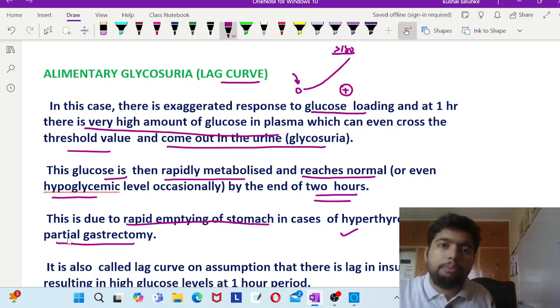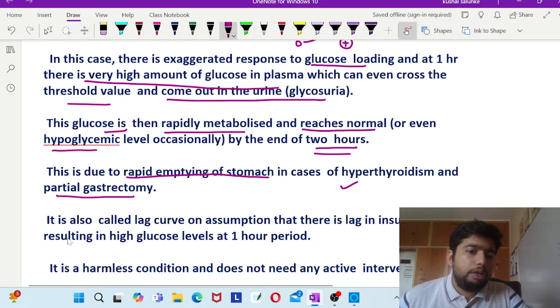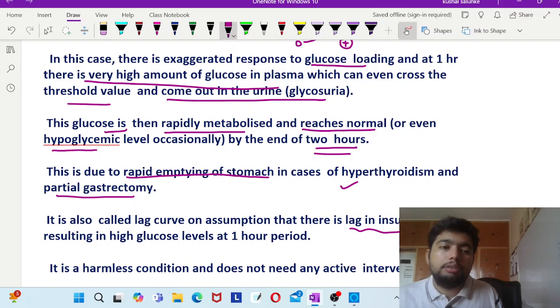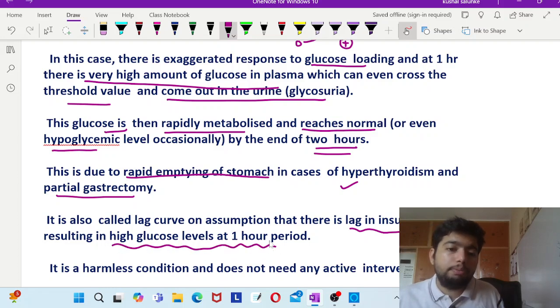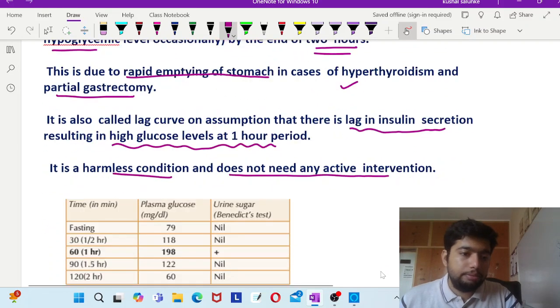Why partial gastrectomy? Because in partial gastrectomy, in case of ulcers and malignancy, we remove half or some portion of the stomach, obviously. That's why there is rapid emptying of the stomach. Okay, it is also called the lag curve on the assumption that there is a lag in insulin secretion, resulting in high blood glucose at the 1 hour period. It is an absolutely harmless condition, does not need any active intervention, has to be noted.